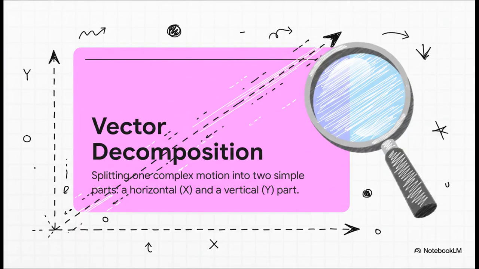Okay, so what's a vector? Don't let the name scare you. It's just a fancy word for something that has both a speed and a direction. And this superpower, vector decomposition, lets us take any motion and just break it apart. We split it into two simple pieces. One part that's just going sideways, that's our horizontal or X part, and another that's just going up and down, our vertical or Y part. The cool thing is, once you figure out those two easy paths, the complicated one basically solves itself.